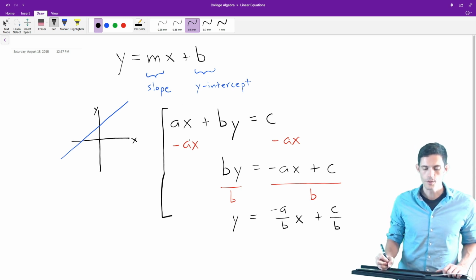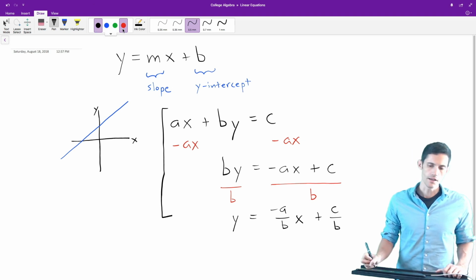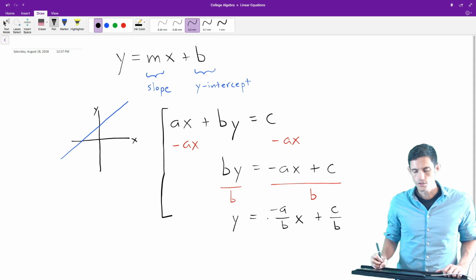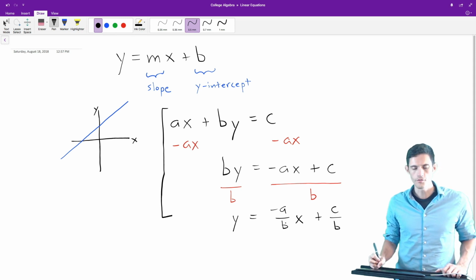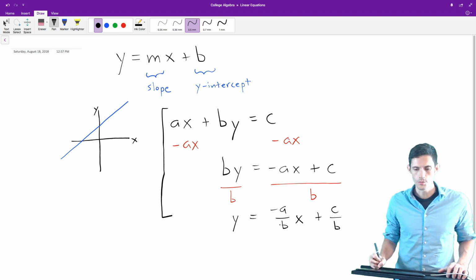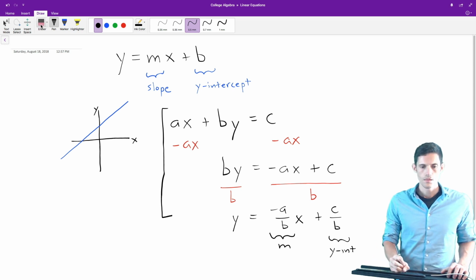Since I never specified what a, b and c are, for simplicity's sake let's say that none of them are 0, so that I can divide by b. They're just numbers, and if a and b are undetermined numbers, then negative a divided by b is also an undetermined number. So you can think of this as the slope, and this is the y-intercept. So instead of m, let me put slope.